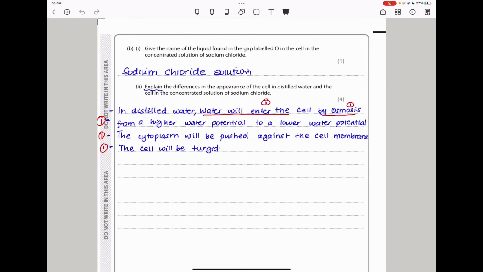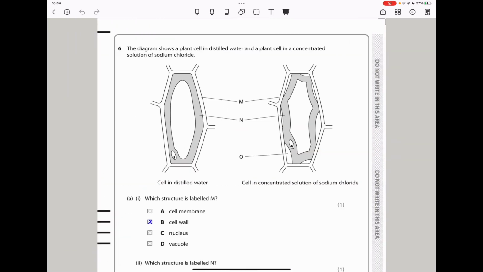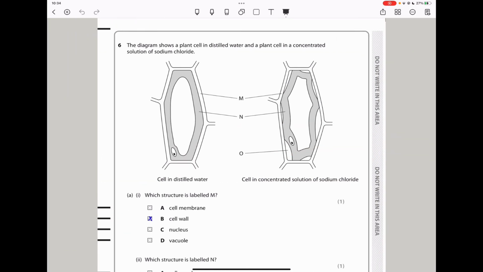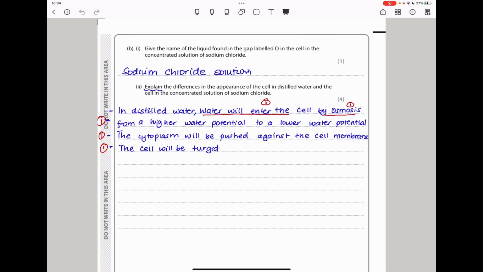So the next page says, give the name of the liquid found in the gap labeled O in the cell in the concentrated solution of sodium chloride. Let us go back here. This is the gap here. We expect that to be sodium chloride solution.